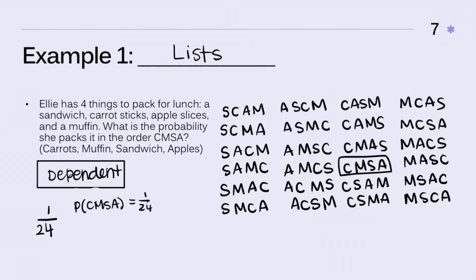And you could leave it like that because it is simplified. But if you wanted to change it to a percentage, which I think is preferable, you would just do 1 divided by 24 and it becomes 4.17%. And that's just rounding. And there you go. So the pros of the list: it's very clear to see where your answer is. The cons is making the actual list, because I just pasted it, we didn't really get to see the process.